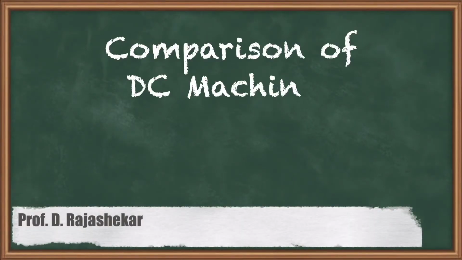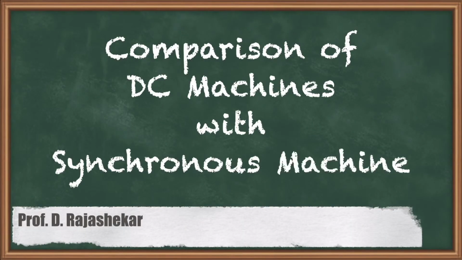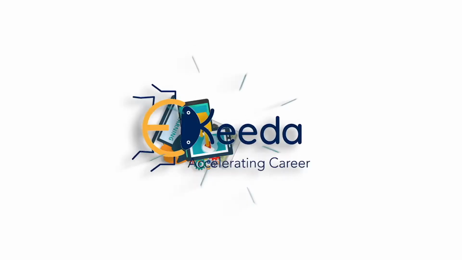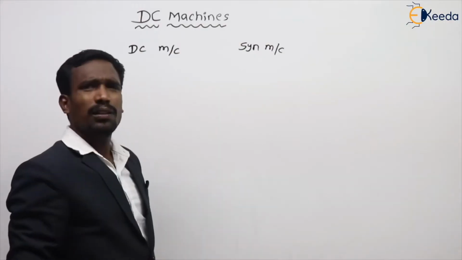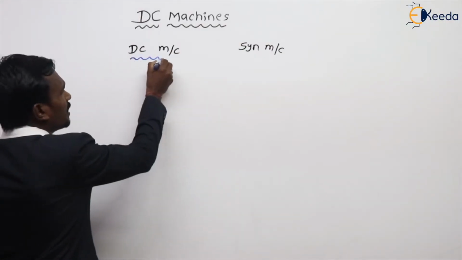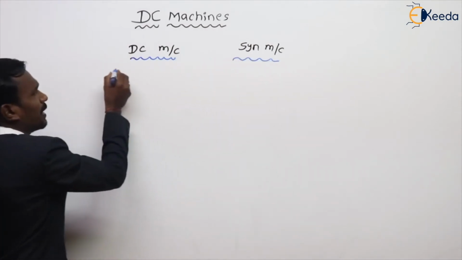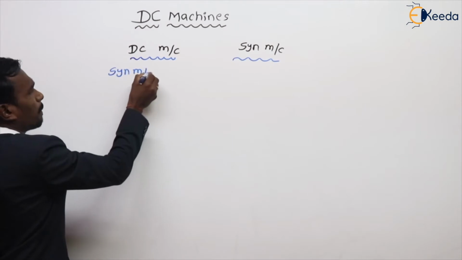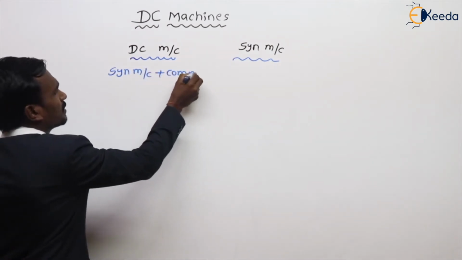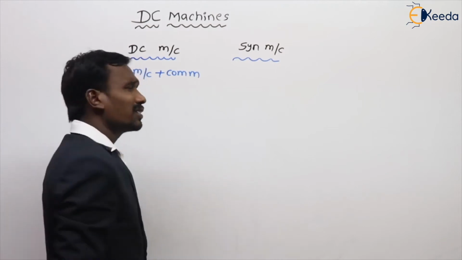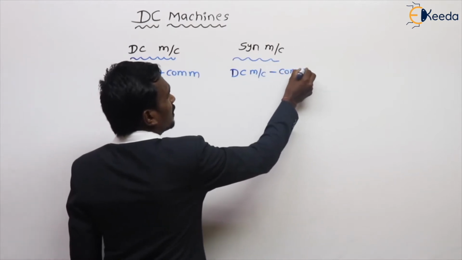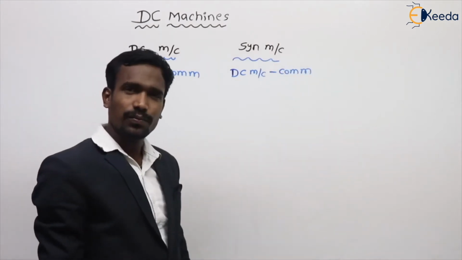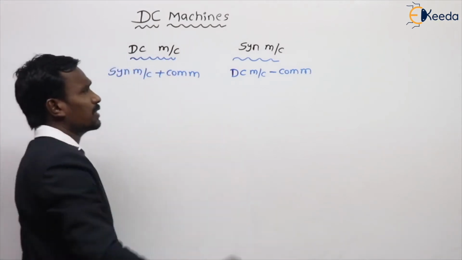Hi friends, in this video we are going to discuss the difference between DC machine and synchronous machine. It's very simple. Generally, DC machine is nothing but synchronous machine plus commutator. Synchronous machine is nothing but DC machine minus commutator. I will explain what a commutator is.